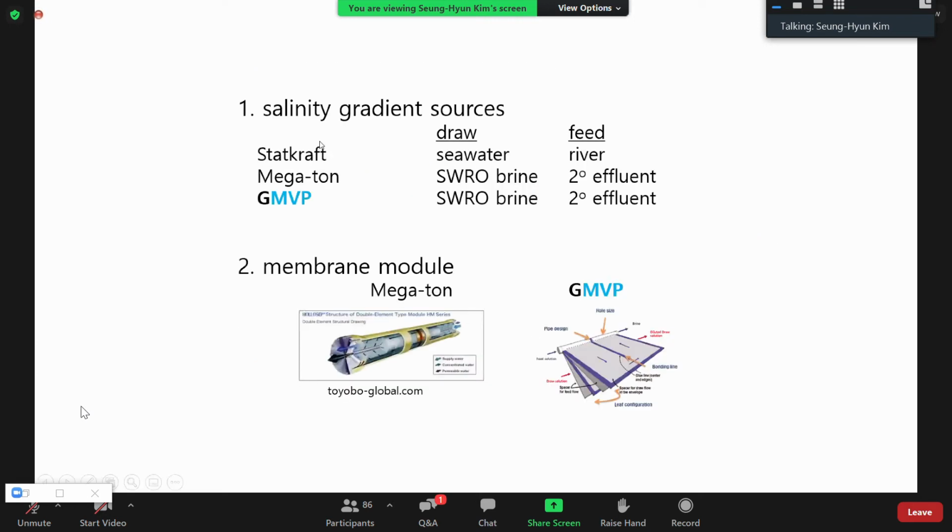And this slide compares these three projects. For salinity gradient sources, Statkraft used seawater as a draw solution and river water as feed solution. Megaton and GMVP used SWRO brine as a draw solution and treated secondary effluent as feed solution. So Megaton and GMVP have a higher salinity gradient compared to Statkraft. And the difference between Megaton and GMVP is their module. Megaton used a hollow fiber module. GMVP used spiral wound modules.